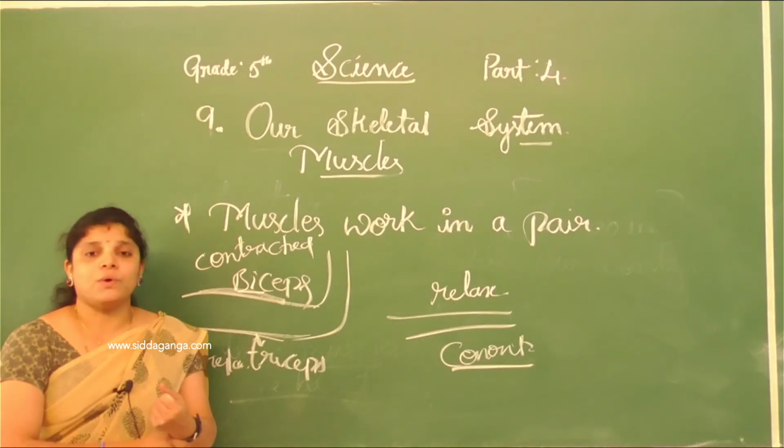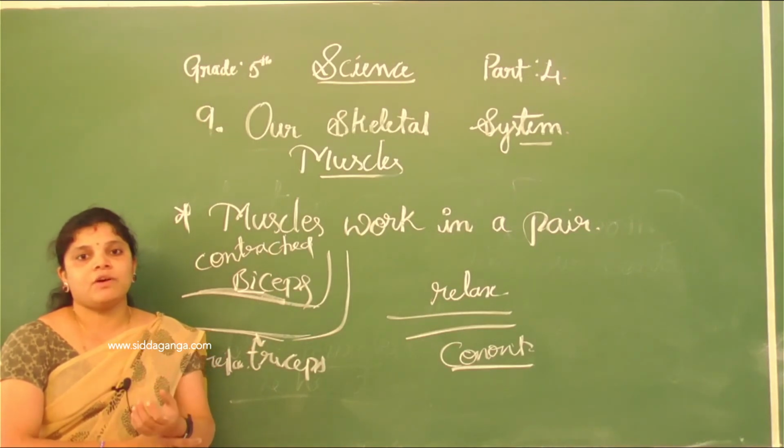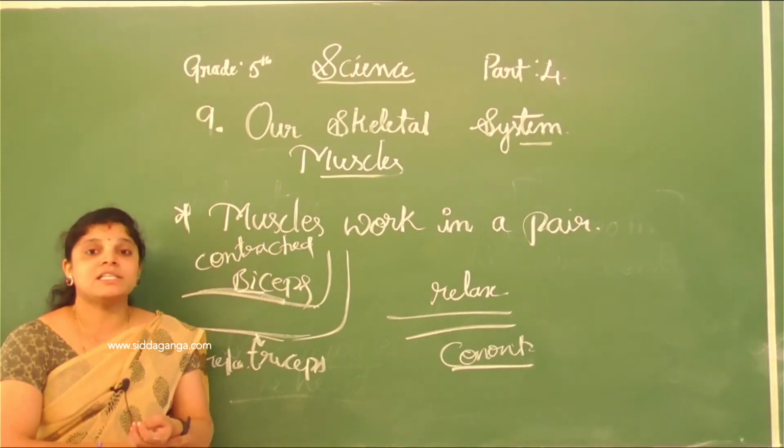Do you know which is the strongest muscle in our body? The strongest muscle in our body is the one in the jaw, and the heart muscle, also called cardiac muscle, is also one of the strongest muscles in our body.